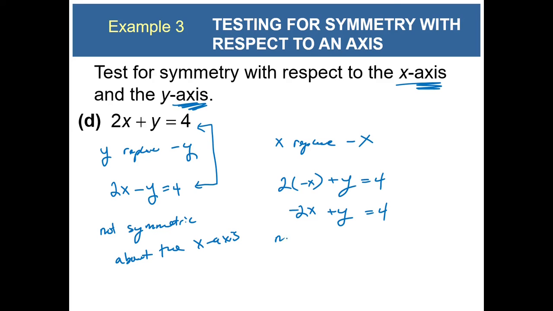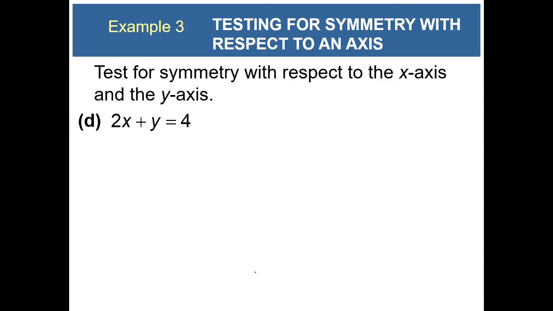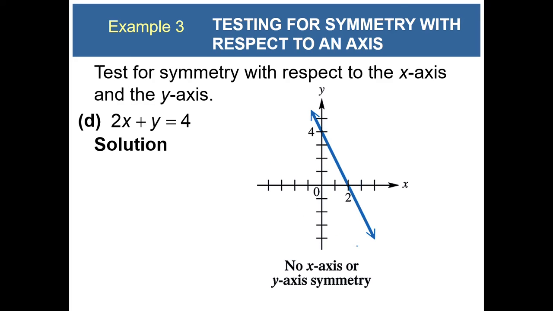So there is no symmetry about the y-axis as well. Let's look at the graph for 2x plus y equals 4. Again, you could go to desmos.com if you want to check these graphs out. And here is our graph. Notice that there is no reflection across the x-axis and there is no reflection across the y-axis. There's no symmetry at all.